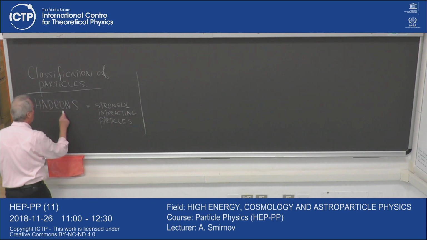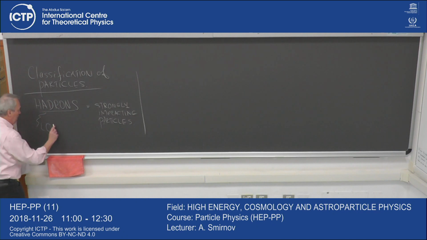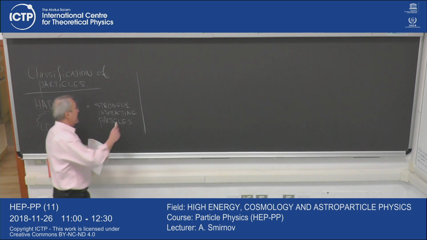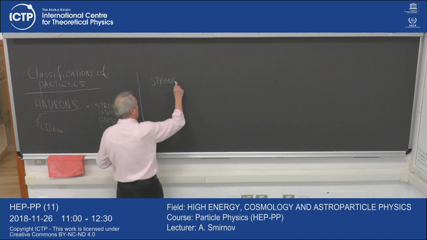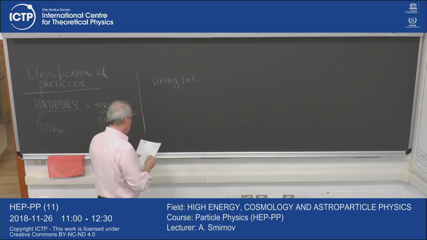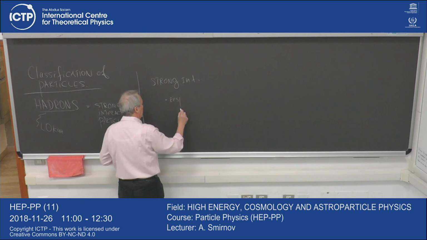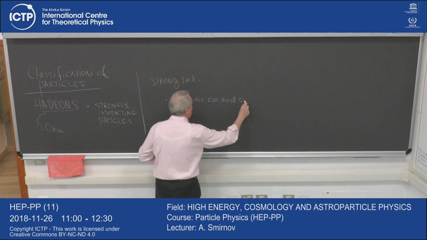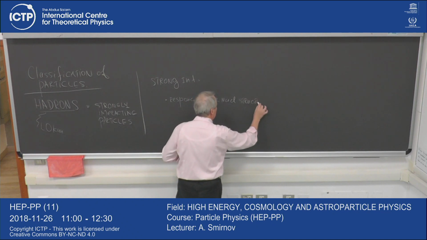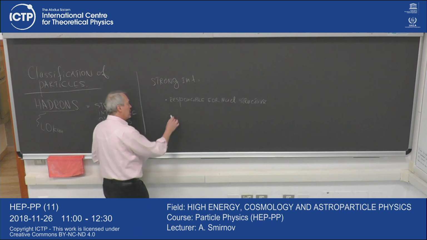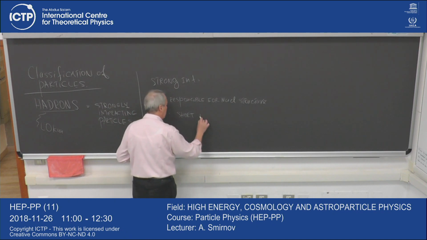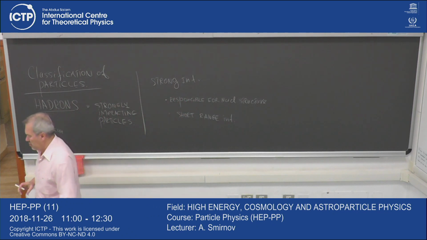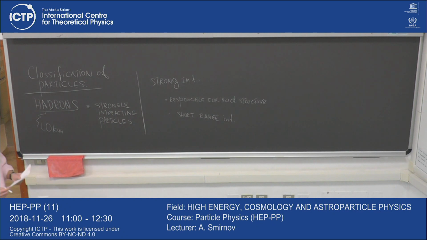So what are these strong interactions? And by the way, the name hadrons was introduced by Lev Okun later, I think in the beginning of the 60s. So what are strong interactions? These interactions are responsible for nuclear structure. They are short-range interactions, where the range is determined by the size of nuclei. And as I said, they have high intensity.